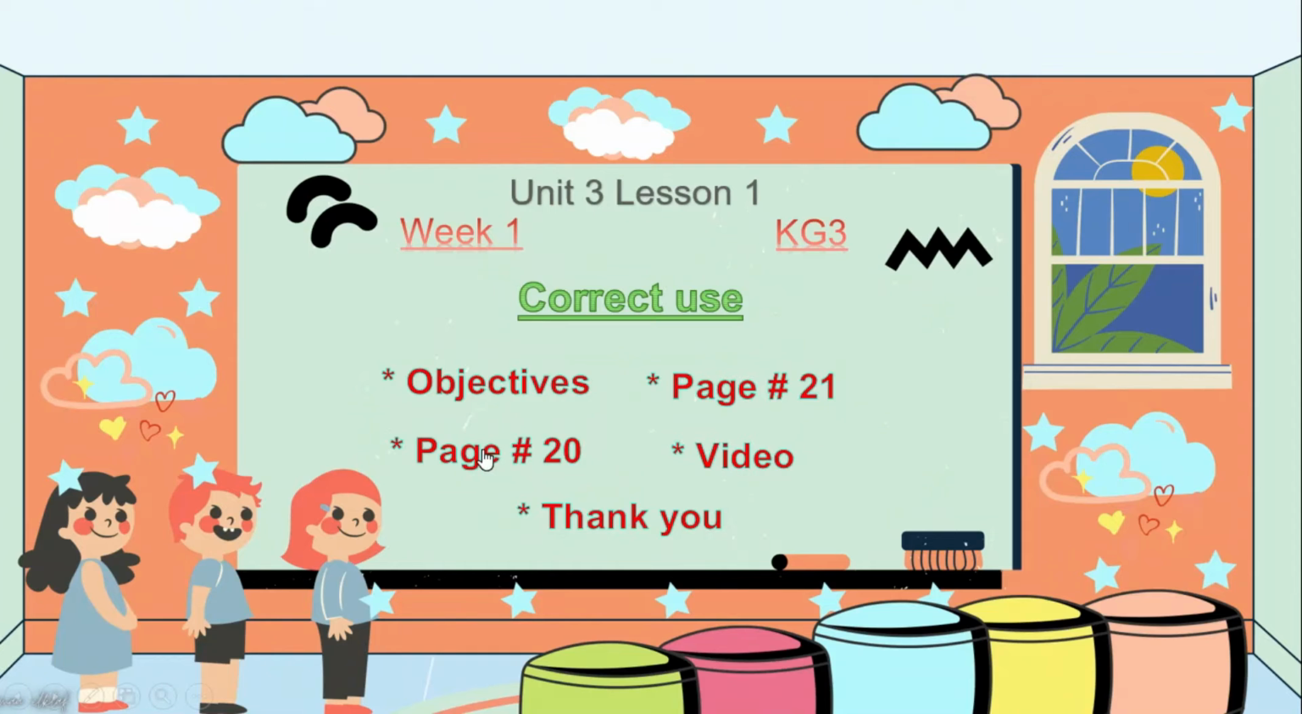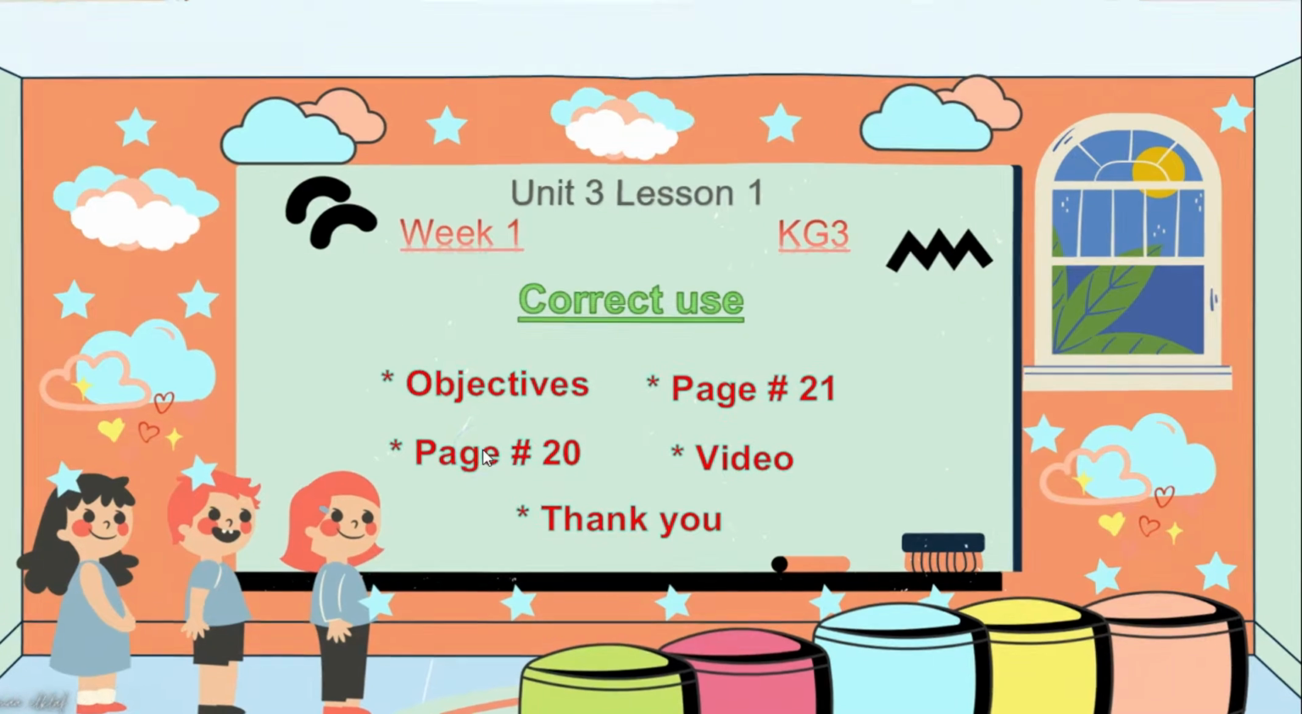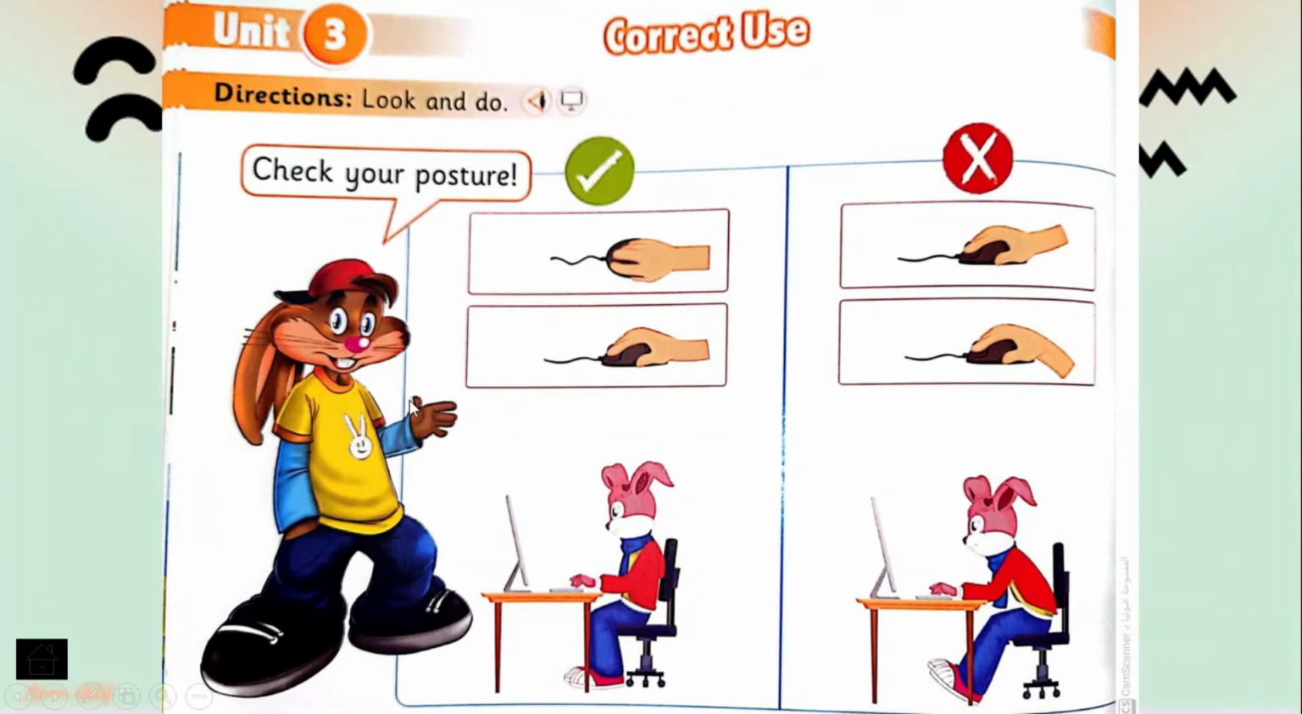Let's see page number 20 together. Look here, he is using the mouse correctly in this picture and here incorrectly. Look, he has to hold the mouse in this way. The hand should be straight like that. And this is about the mouse.